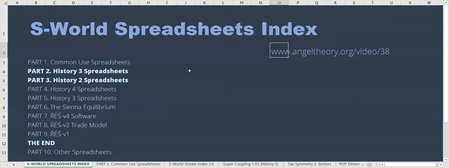Okay, so we're going to start rolling. There are 9 sections, really. Common use spreadsheets, that's spreadsheets that get used all the time. History 1, that's the most important spreadsheet in terms of where we currently are with S-World's super economics. History 2, very important as well, because this was the version of the Res spreadsheets. It was done on a whim. There was no script. Then it worked out quite well. And we'll go to History 4, History 3, the Sienna Equilibrium, the Res V4 software idea, the trade model, and lastly, the very first version of Res. Okay, so let's get going.